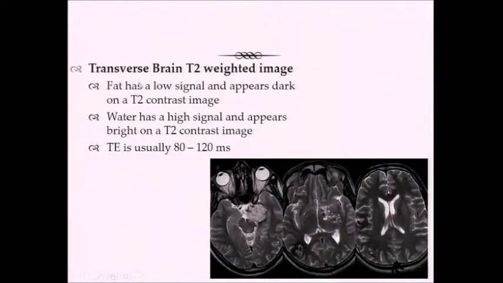And again here, fat has a low signal and appears dark. I wouldn't necessarily say it appears dark, it just appears darker than water. Water has a high signal and appears bright on T2. And for typical brain scans, TE is usually somewhere between 80 to 120 milliseconds.